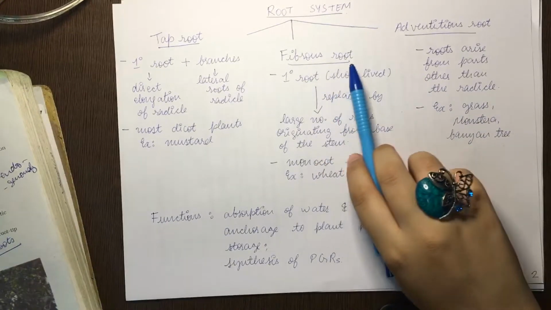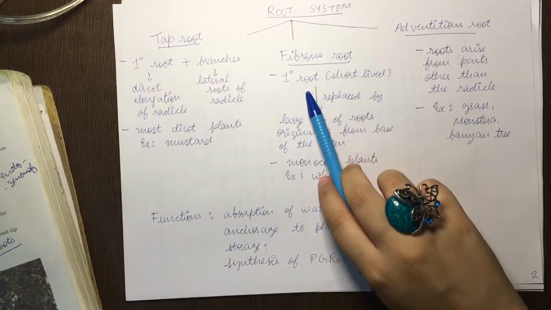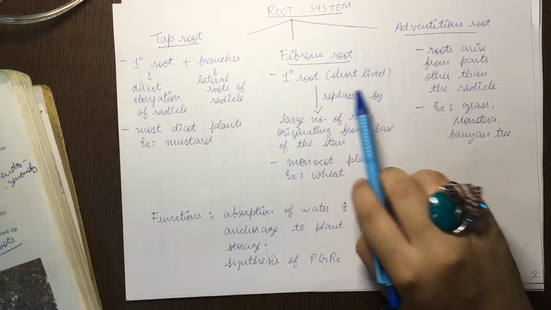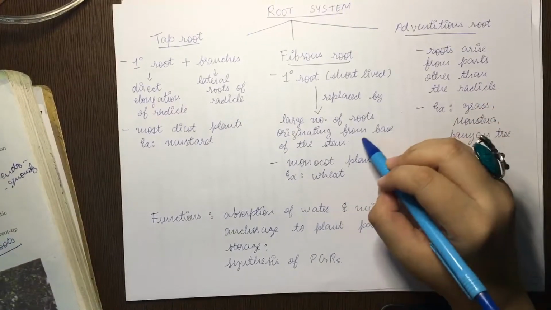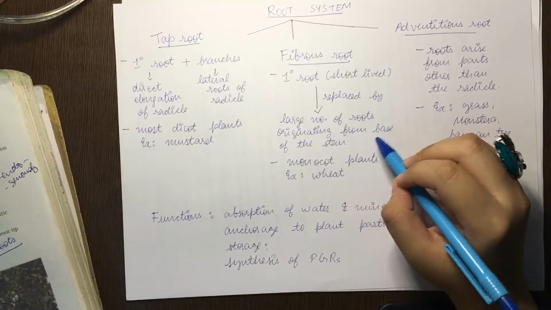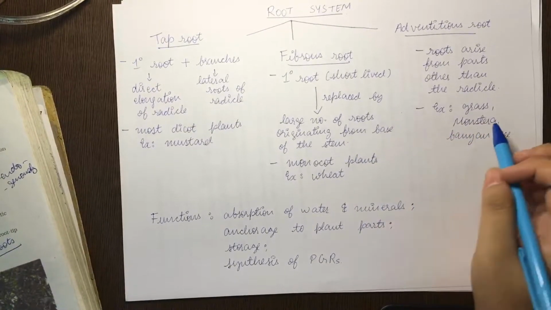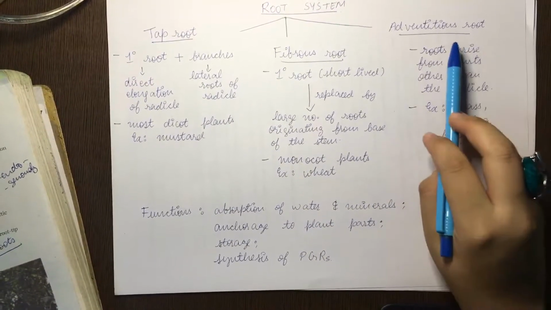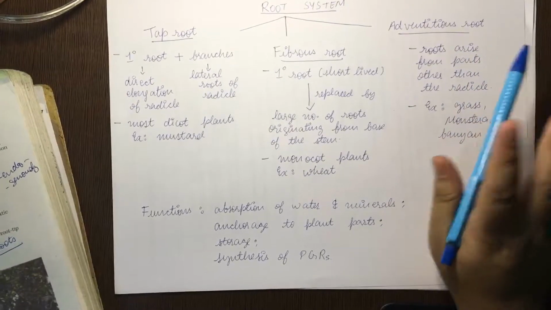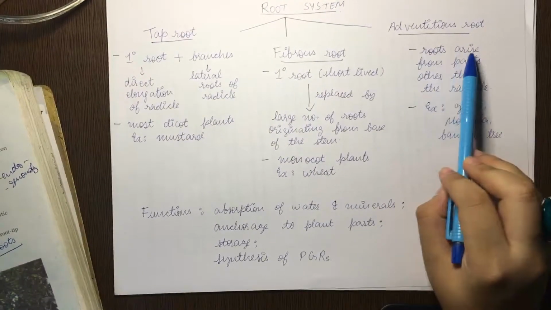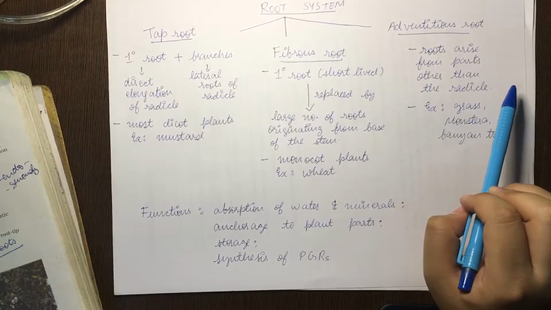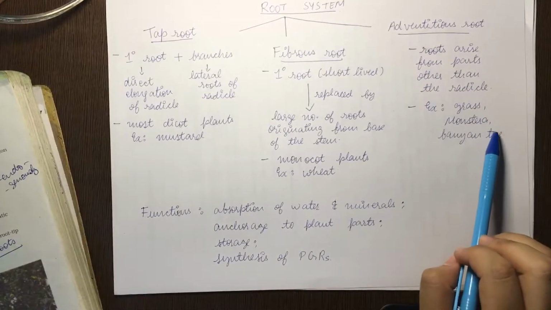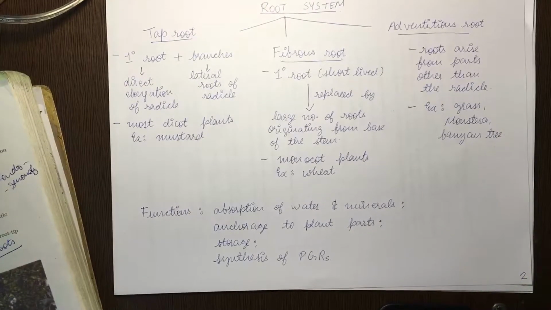Next is the fibrous root. In this, the primary root is short-lived and is later replaced by a large number of roots originating from the base of the stem. Example, most monocot plants, wheat. Third one is the adventitious root. No primary root, but many roots arise from parts other than the radicle. Example, grass, monstera, and banyan tree.